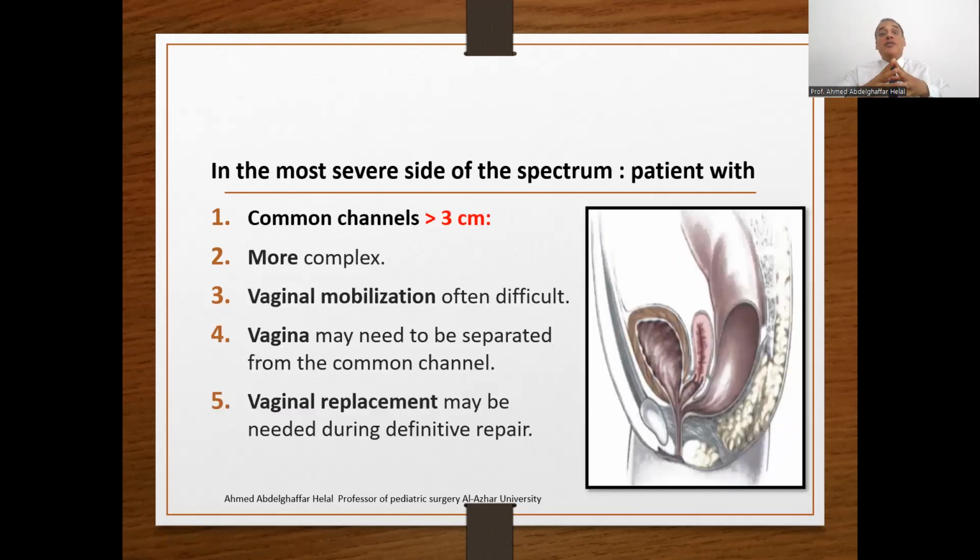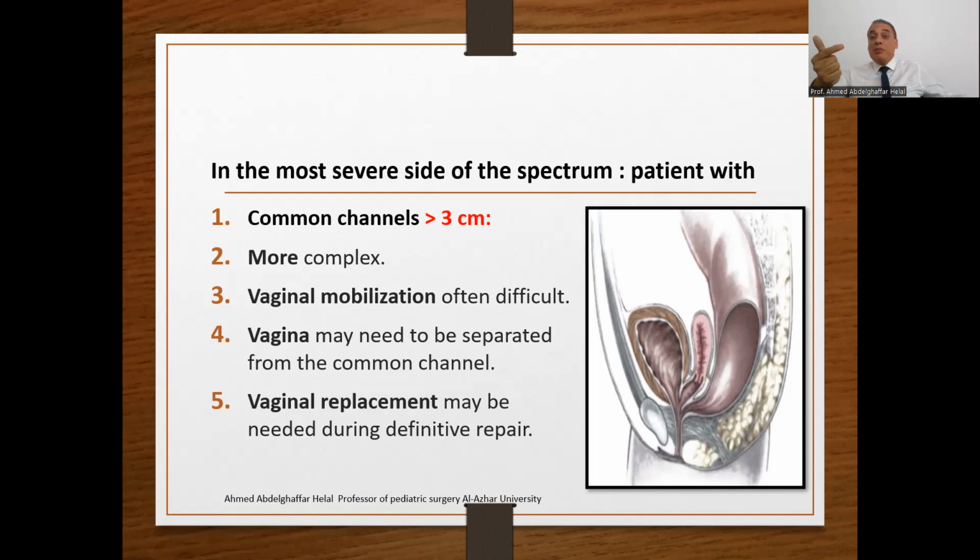On the most severe side of the spectrum, we may find a patient with a common channel of 3 cm or more, maybe 5, maybe 6 cm, up to 8. This is more complex and challenging for the pediatric surgeon. As we see, this is a common channel, very long. Vaginal mobilization is often difficult. The vagina will be very high in the abdomen, and you need to pull this vagina to the perineum. So the mobilization is very difficult.